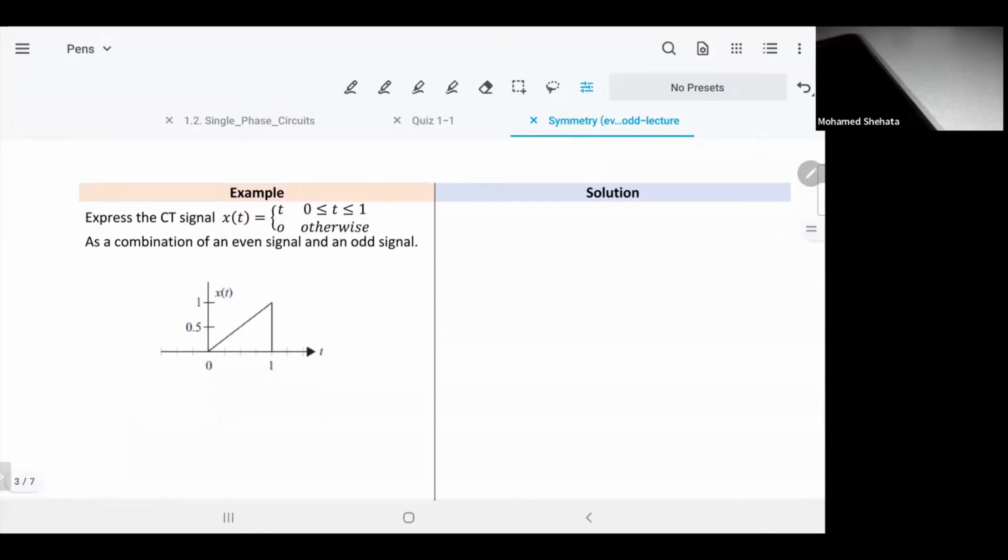You have here a signal expressed in the diagram and also as a function. It's t from 0 to 1 and 0 otherwise. We want to find the even and odd components of this signal.